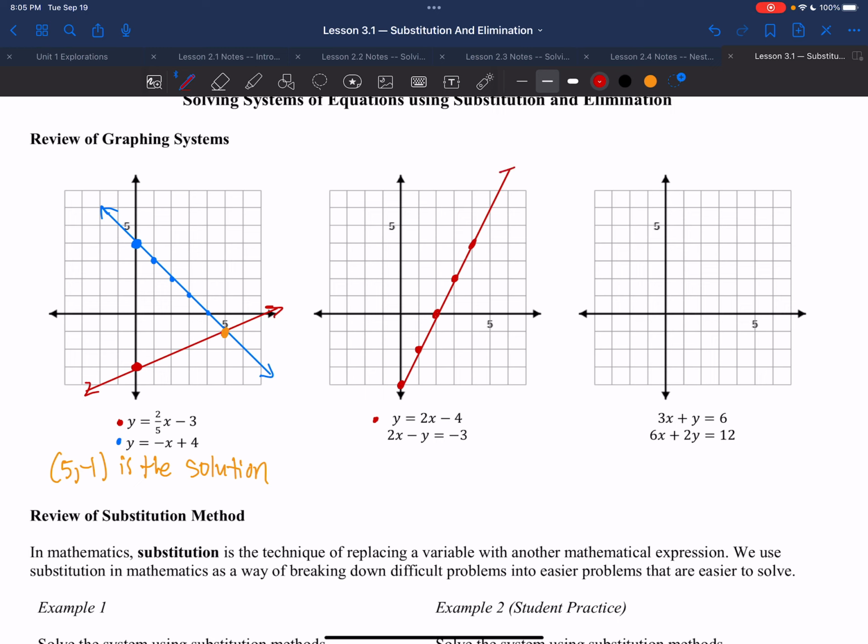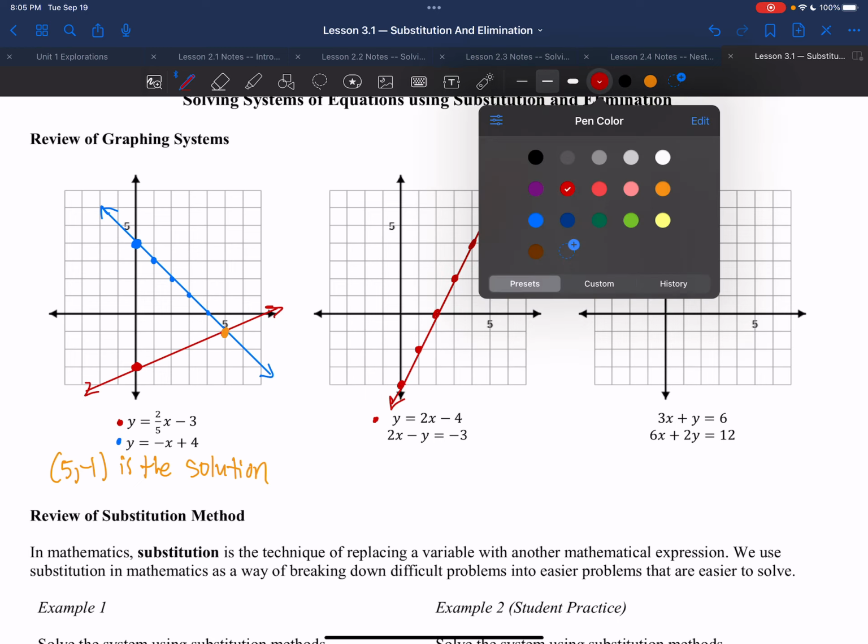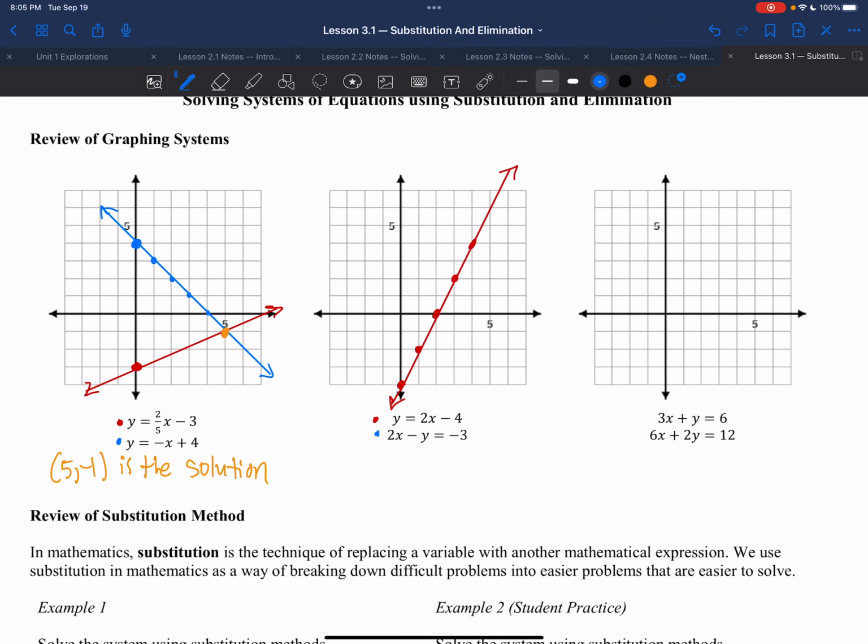Pretty nice. And then with the blue line, I'd like to graph this using y equals mx plus b. So let me solve for y real quick. I'll add y to both sides. I'll also add 3 to both sides. And I'm going to get 2x plus 3 equals y. And so that tells me my y-intercept is at 3 with a slope of 2.